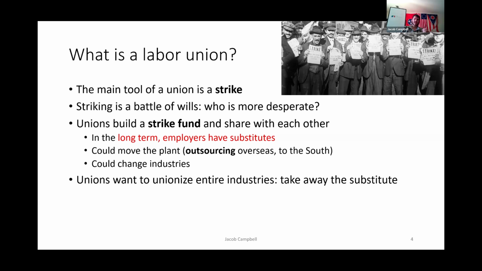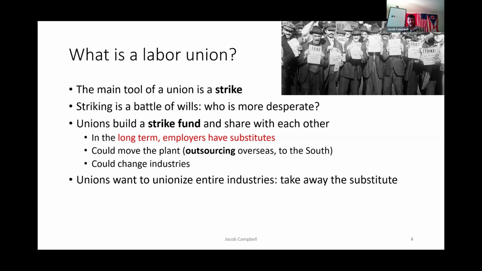Now, unions are also going to try to unionize entire industries. And the reason why is due to this danger of what you might call substitutability. So in the short term, employers have no real substitute for their workforce. But in the long term, depending on how you want to think of the good, how you want to define it, they do.